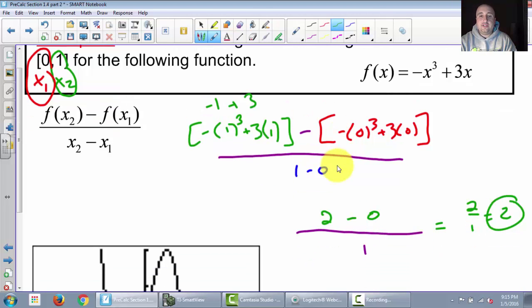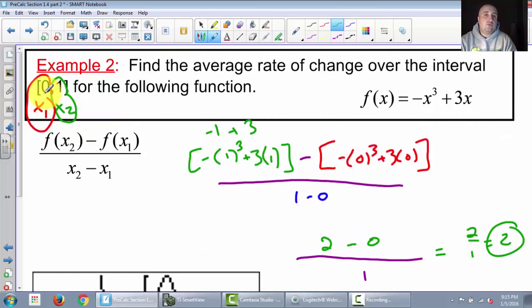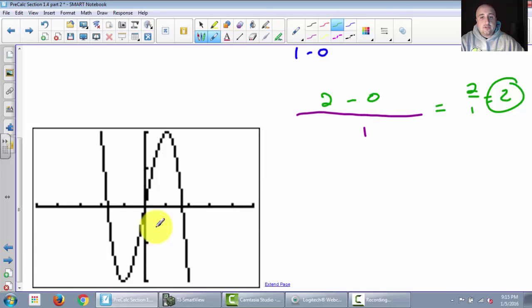So let's see if that's true. Is it positive? My interval is from x equals 0 to x equals 1. So x equals 0, my graph is right there. And x equals 1, my graph is right here. If I draw a line connecting those 2 points, as closely as you can see, that line has a positive slope. From left to right, it's going up. So that should be a correct answer.